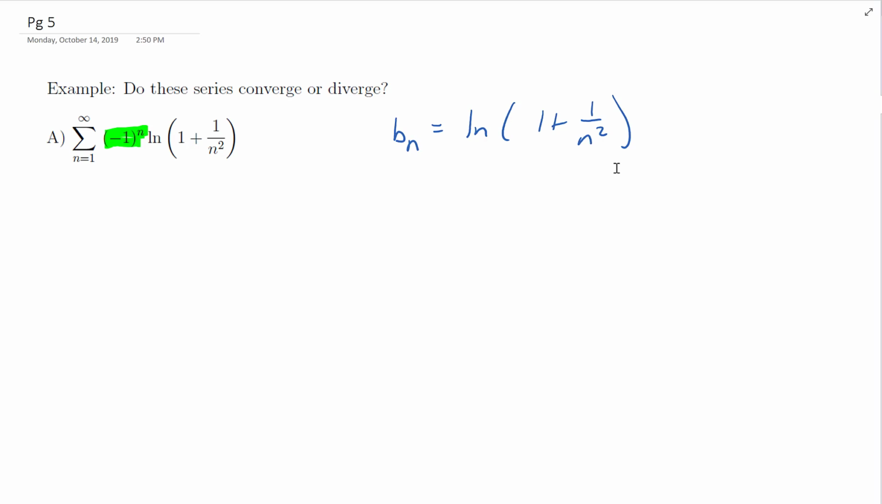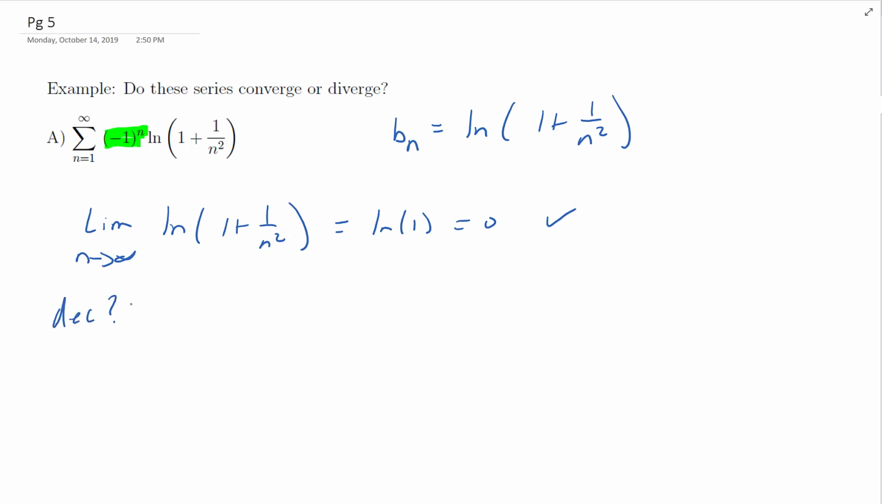I also need to know, are the terms decreasing and do the terms go to 0? So let's try the terms going to 0 first. The limit as n goes to infinity of this natural log of 1 plus 1 over n squared. And we see that's natural log of 1 equal to 0, so the terms do go to 0. That part's taken care of. And now we look and say, well, is it decreasing? Well, the easiest way to do decreasing is to think of a function. Natural log of 1 plus, I'm going to write it as x to the minus 2, just because that's easier to take a derivative.